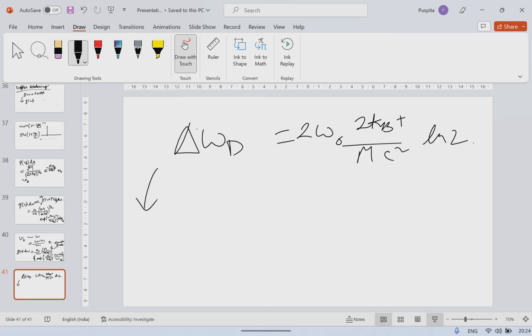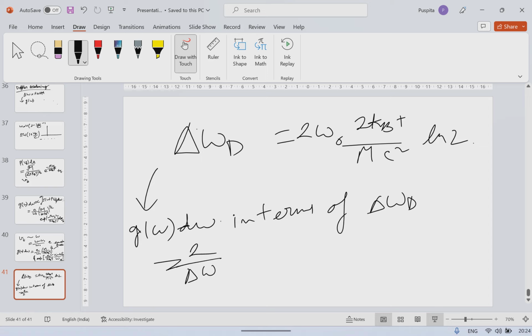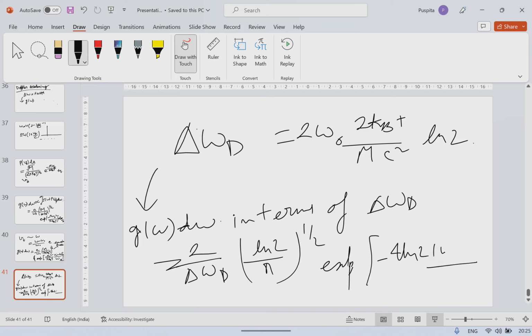So if we want to write g(ω) in terms of Δω_D, it will be minus 4 ln 2 (ω minus ω₀) whole square by (Δω_D) whole square dω.